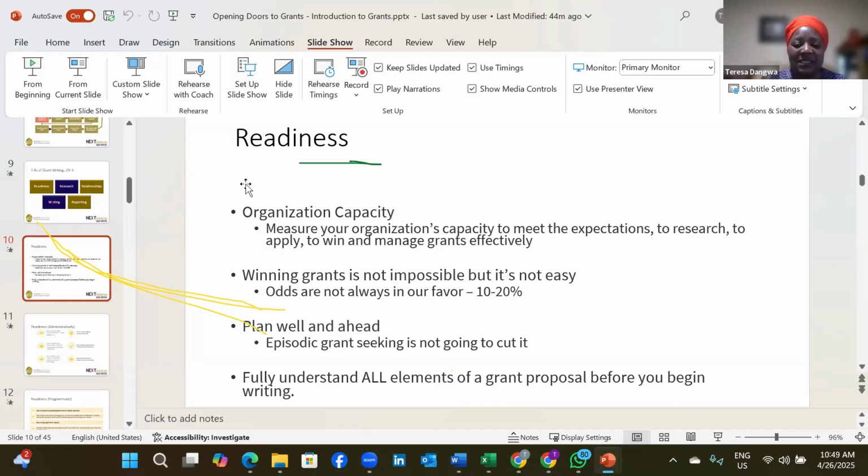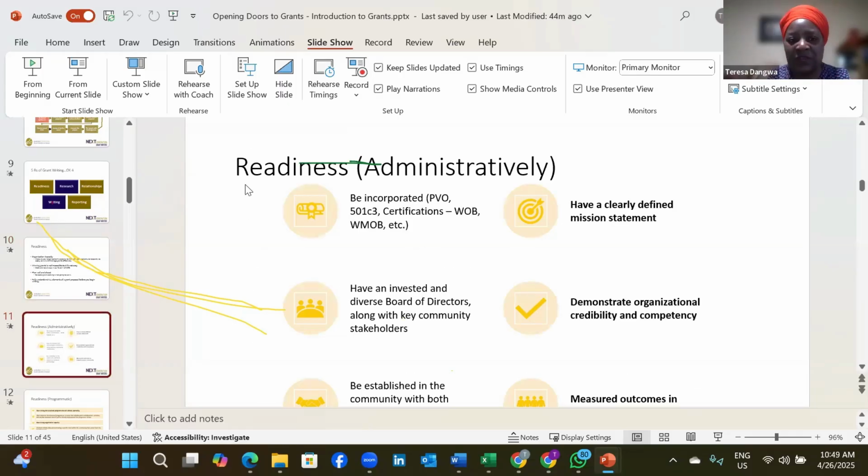Then have a full understanding of all elements of a grant proposal before you begin writing. Don't just jump into writing. What are the elements that this grant proposal is asking for, and can I meet each and every one of them? Can I provide information for each and every one of them? There are two types of readiness: administrative readiness and programmatic readiness.